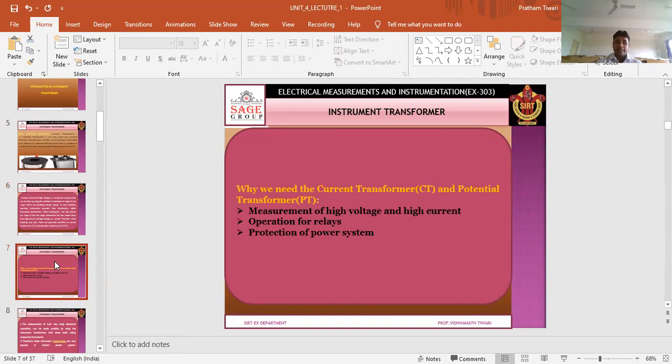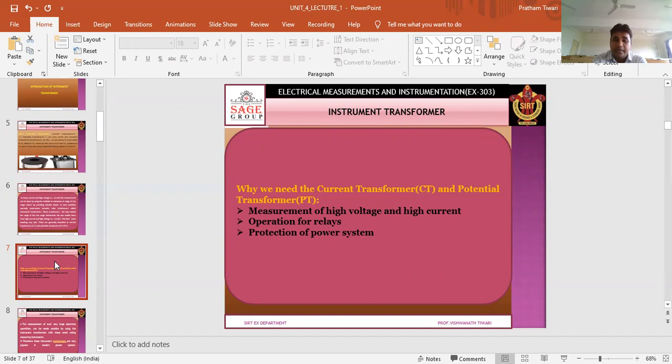First point is measurement of high voltage and current. In the industry, we want to measure high voltage and high current. So we require the current transformer (CT) for measurement of current and the potential transformer (PT) for measurement of voltage. In the CT and the PT, we measure the quantities in the form of a ratio.